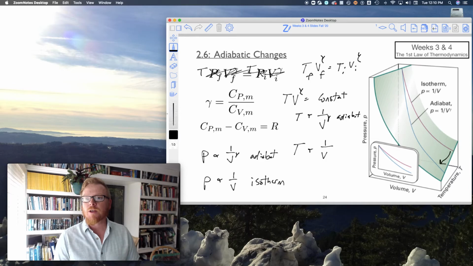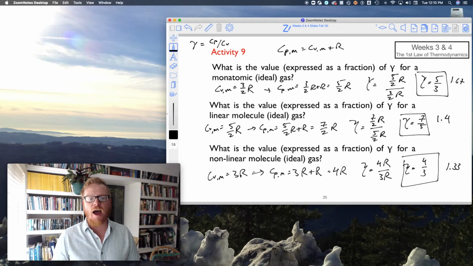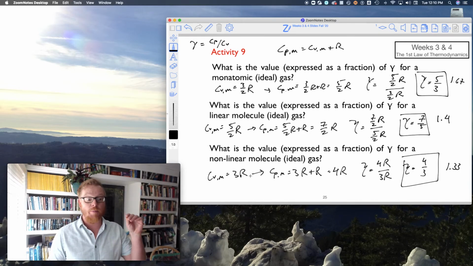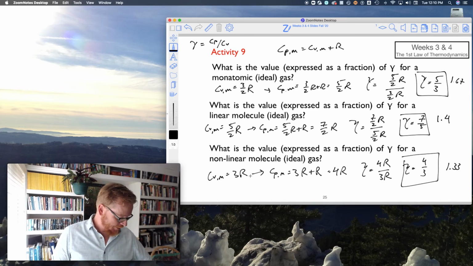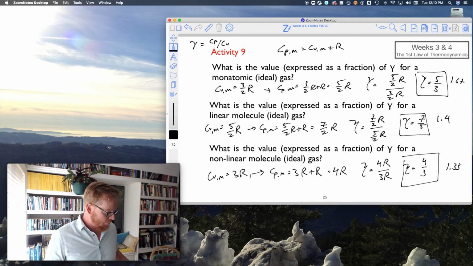Okay? So in other words, the nonlinear molecule, before it can even do any of that expansion work, that heat has to either get pumped in or pumped out of those degrees of freedom before any change can happen. Okay? So hopefully that makes good physical sense to you. If not, we can most definitely talk about it more during office hours or during our live session.